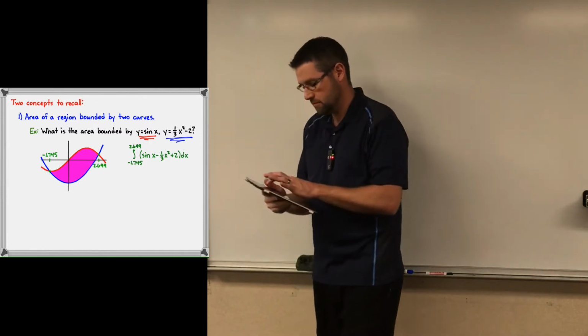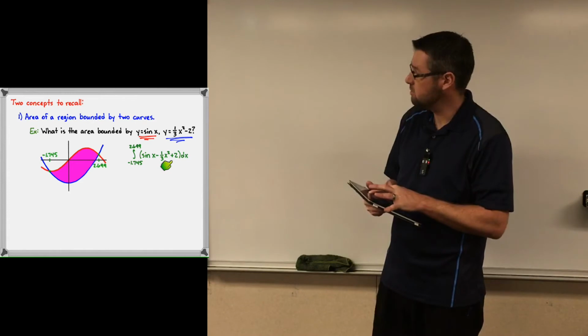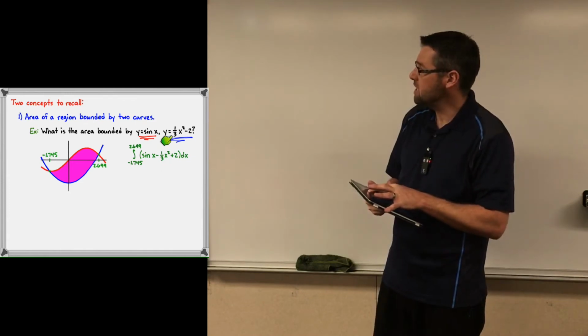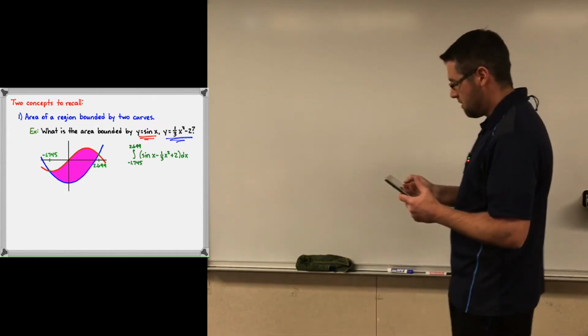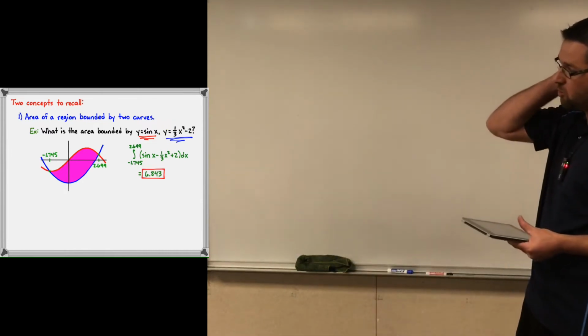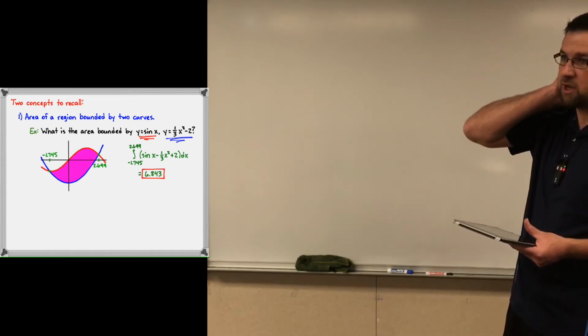Why plus 2? Why plus 2 here, not minus 2? Because I'm subtracting this whole thing, so I just distributed the negative into it, right? So maybe that was your issue. And then we solve that, we get 6.843. You guys okay with that?